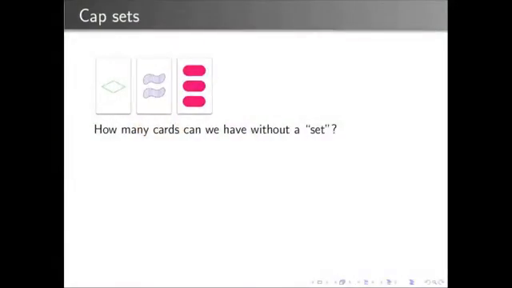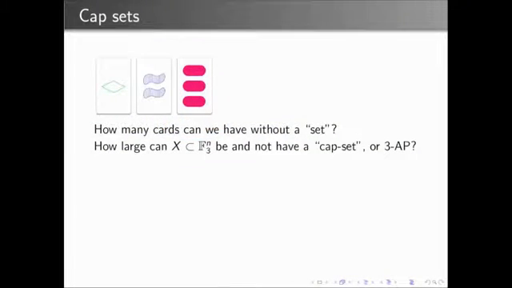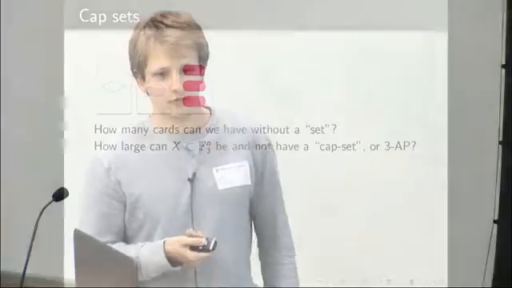You can also have some properties that are completely different, and some properties where they're the same. The question is, how many cards can you have on the table without having a set? More generally, if instead of 4 properties we have n properties, how large can a set X in F_3 to the n be without a cap set, which is the generalization of this set property. This is equivalent to being a 3-term arithmetic progression in the case of F_3. It's actually equivalent in F_3 to many different things, which for different fields are not equivalent.